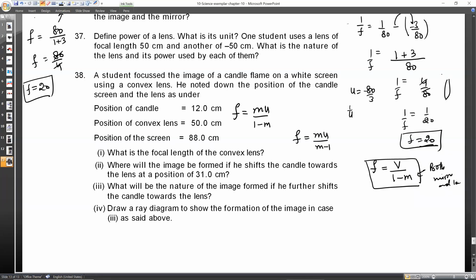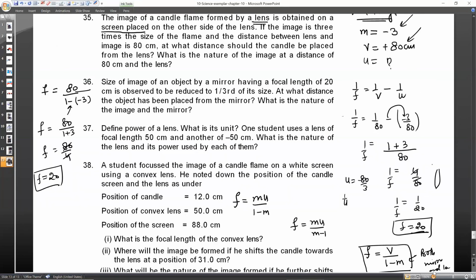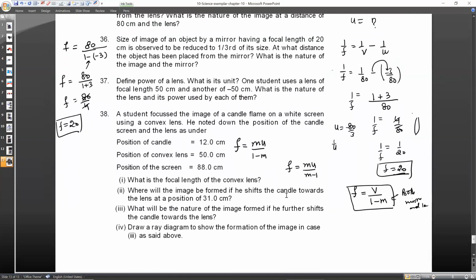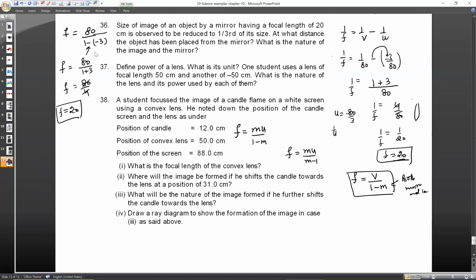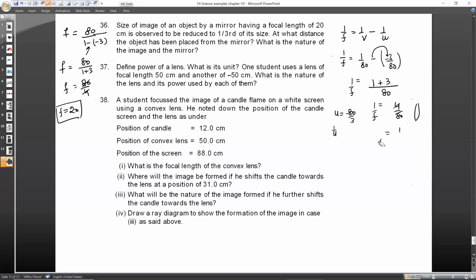Sir, U is plus 12. U is minus 12. It means you have not solved this question. So please read this question thoroughly. Read this question again. You are saying U is 12, but actually U is not 12. U is always calculated from the object, sorry, from the lens. So I'm going to help you.